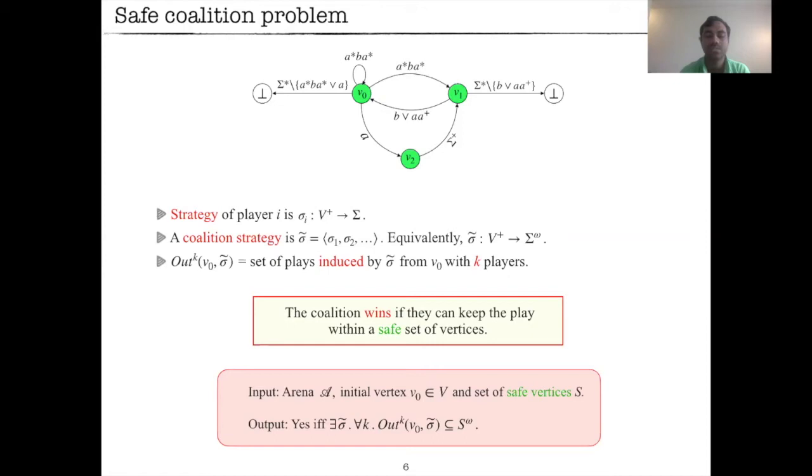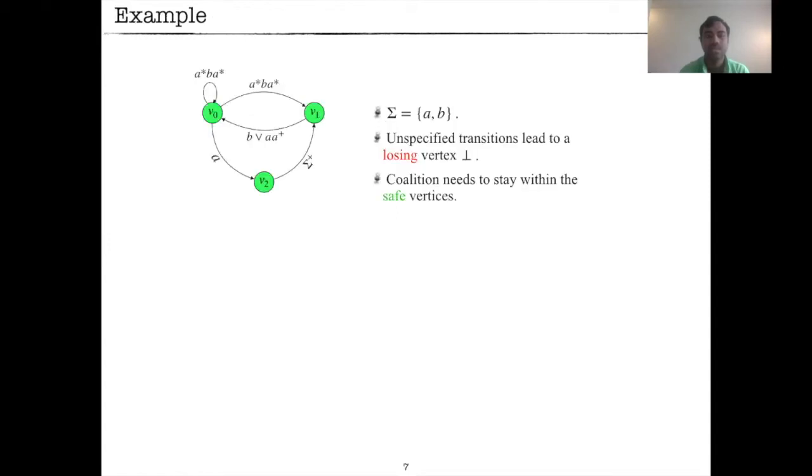That is, if there exists a sigma tilde such that for any k, out k v0 sigma tilde is a subset of S power omega. Let me now show an example. This is the same example as in the previous slide. Here sigma is {a, b}, and all unspecified transitions lead to a losing vertex, bottom, which I have not shown in this slide, but it was shown in the previous slide. And the coalition needs to stay within the safe vertices, which are depicted in green.